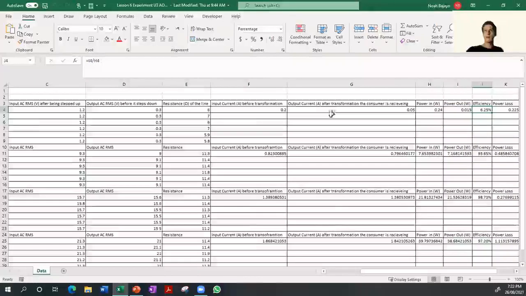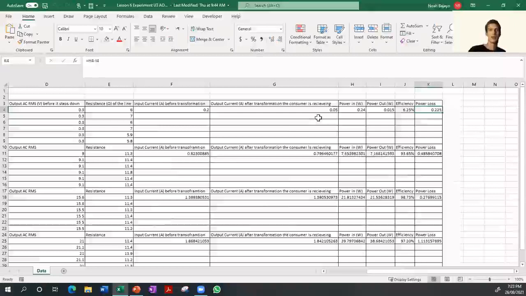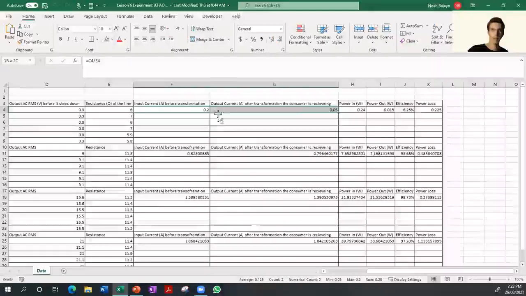Now, there was an issue in this track, and I've deliberately included this issue because I think it's important that we have a look at it. Our assumption of efficiency is power in over power out, which is fine, nothing wrong with that. The problem lies in the assumption of current, because as you know, in the power loss equation, we assume that current doesn't change, only voltage.